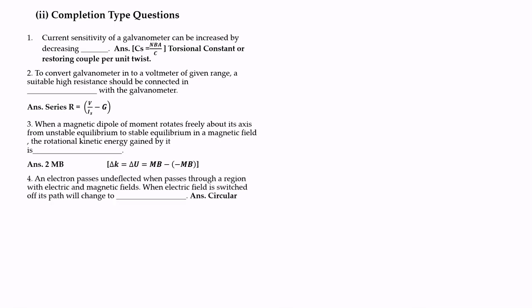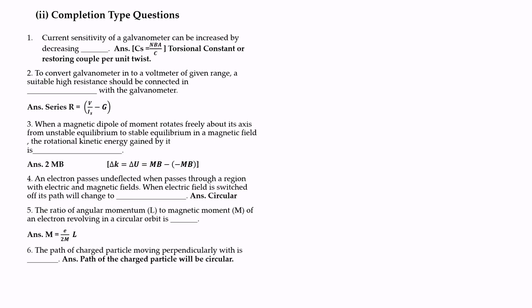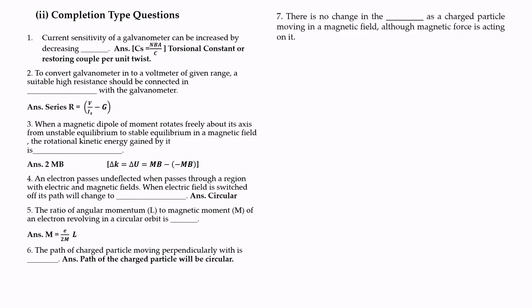Question number 4. An electron passes undeflected when it passes through a region with electric and magnetic field. When the electric field is switched off, its path will change to a circular path. Question number 5. The ratio of angular momentum L to magnetic moment M of an electron revolving in a circular orbit is: M is equal to e over 2m into L. Question number 6. The path of a charged particle moving perpendicularly to the field is circular.